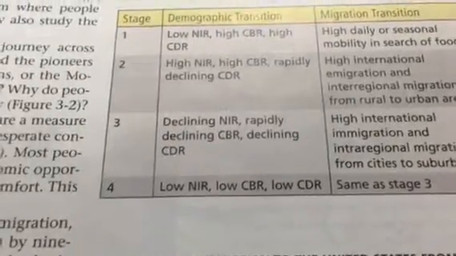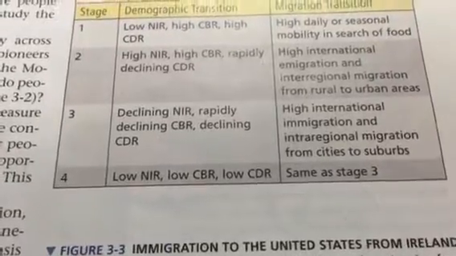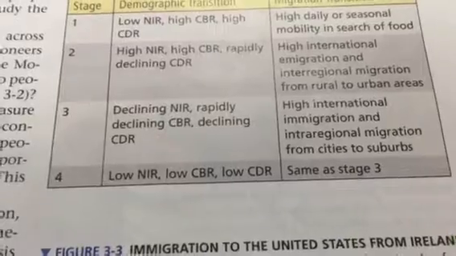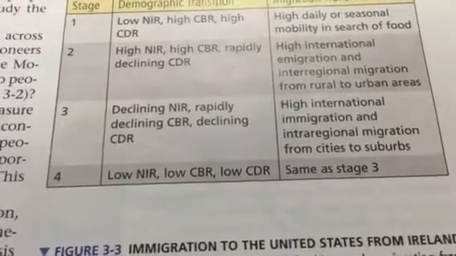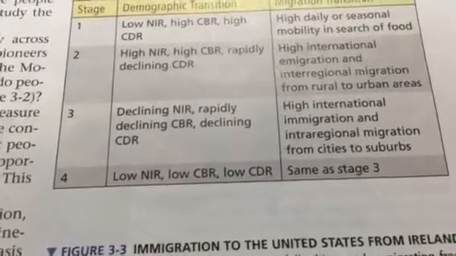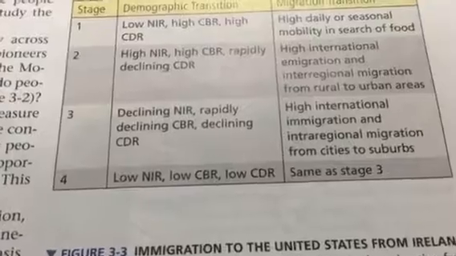Then we look at stage 2, where again we're looking at a lot of countries in sub-Saharan Africa. This is high international emigration, meaning they're leaving, and inter-regional migration from rural to urban areas. So people are leaving farms and moving into the major cities. They're still not making a ton of money, but they're starting to make more.